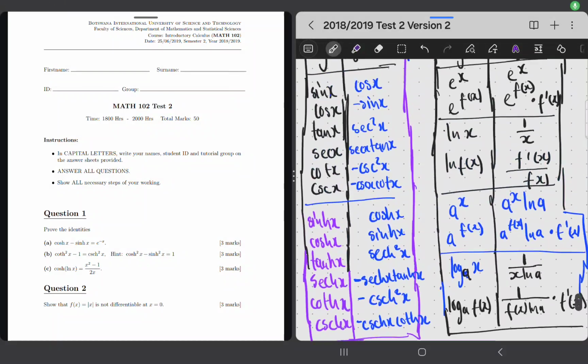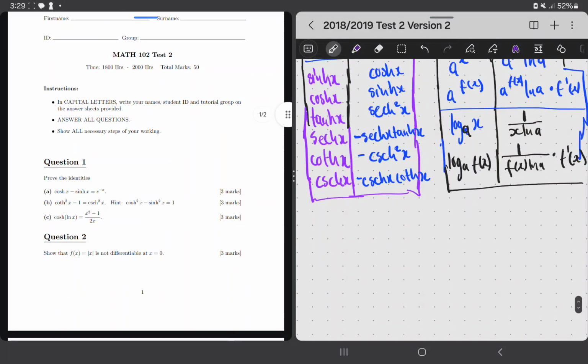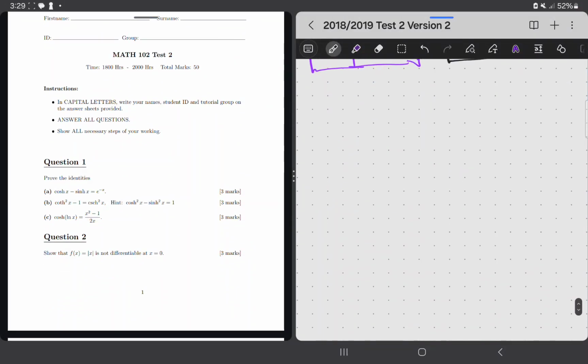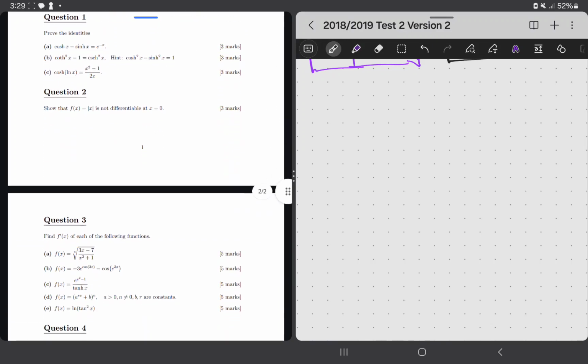We have our table, our reference table. We'll be referencing it anytime we need it. Now let's go through the paper. Question 1 says prove the identities. You can ignore it. You're not going to do this. It's not part of your scope.